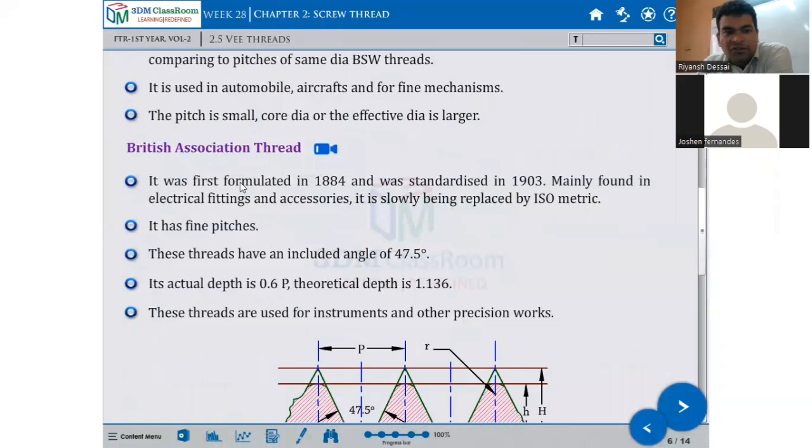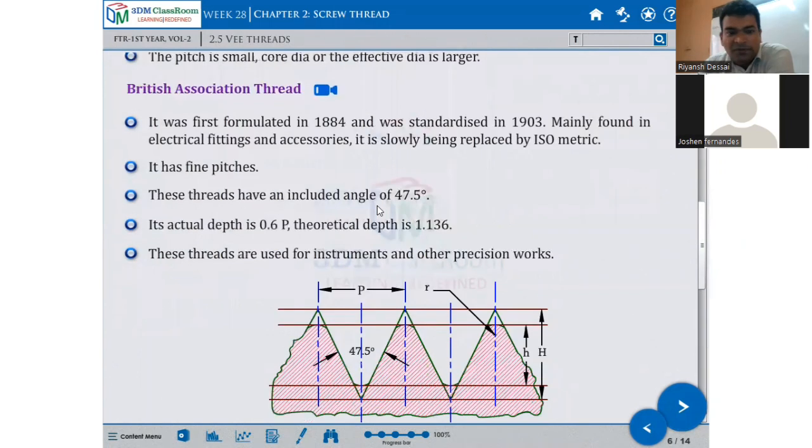Next thread is the British Association thread, BA thread. It was first formulated in 1884 and was standardized in 1903. Mainly found in electrical fittings and accessories, it is slowly being replaced by the ISO metric thread.